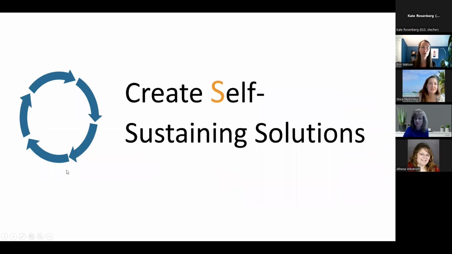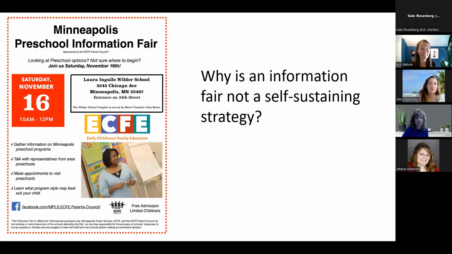Tip number 4, create self-sustaining solutions. All right, so what does this mean? Let me give you an example of what it doesn't mean. So here is a flyer for an information fair. I picked Minneapolis because it's where I live, just to show this is everywhere. I wasn't involved in this particular effort, but this stuff happens in every community.